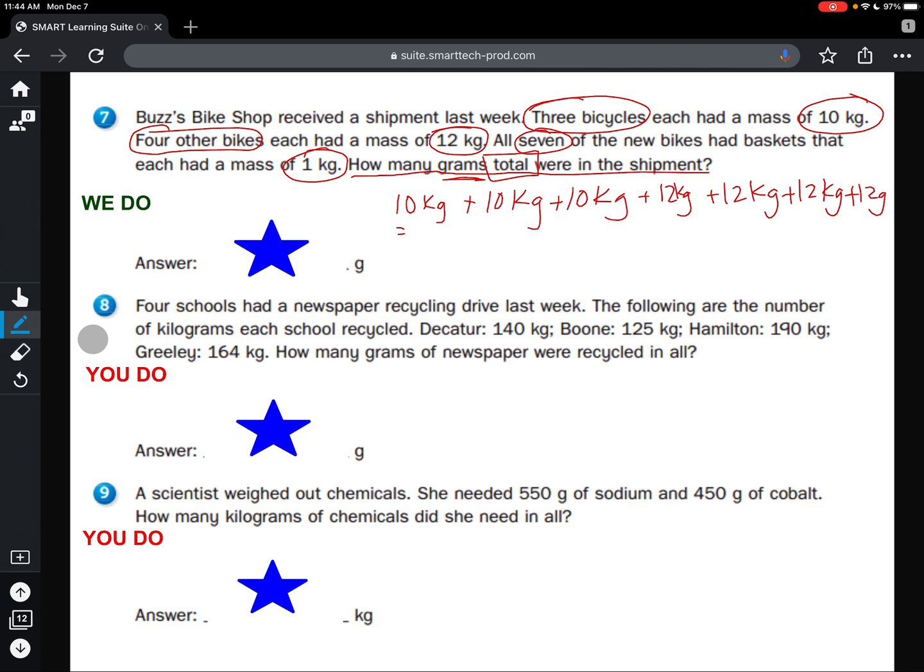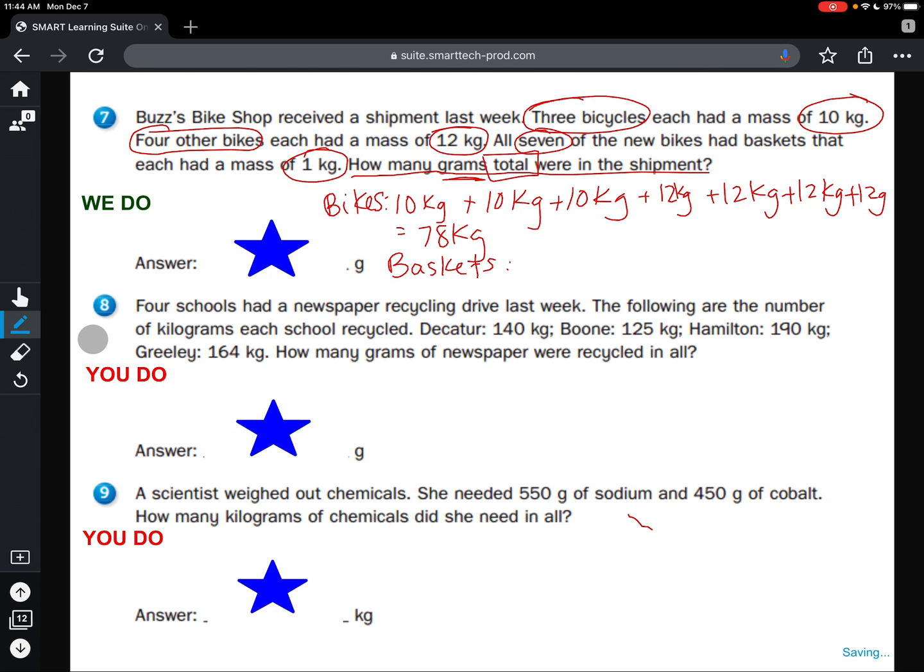So when I do 10 plus 10 plus 10, I get 30, and then I need to add 12 plus 12 plus 12 plus 12, which gives me an answer of 78 kilograms. So this is how much mass the bikes have. Am I finished? No, it says total, so now I need to add the baskets.